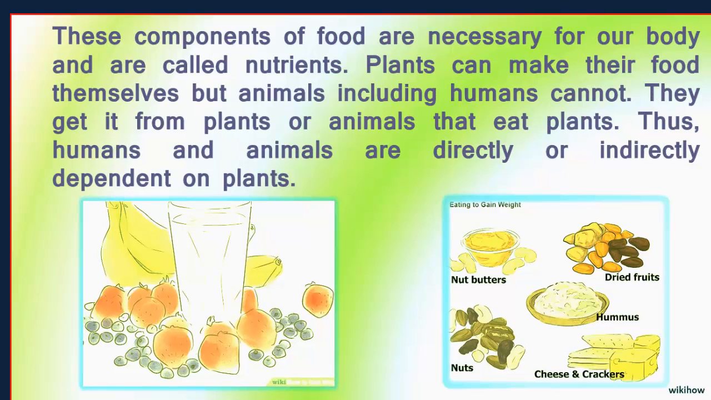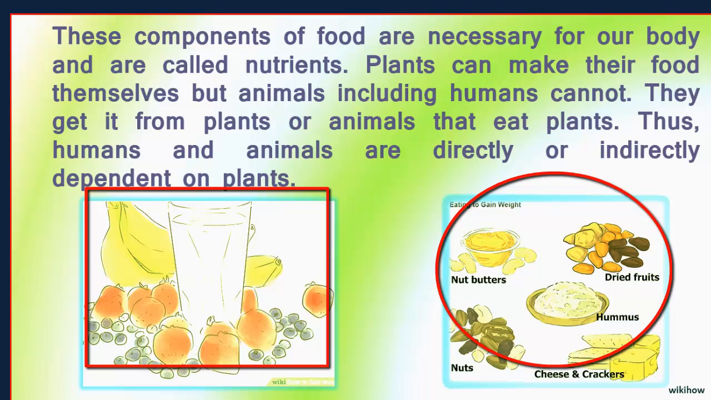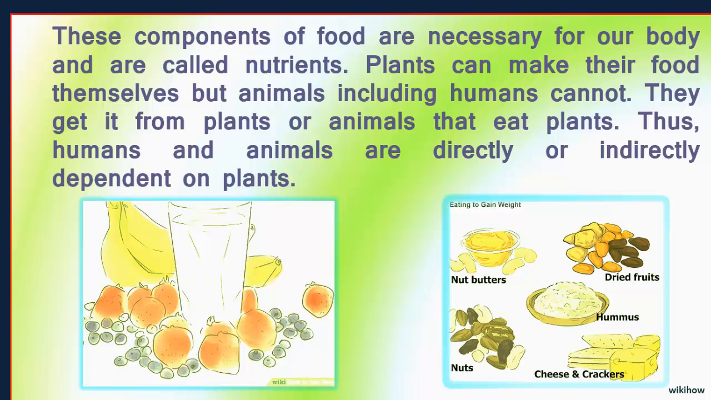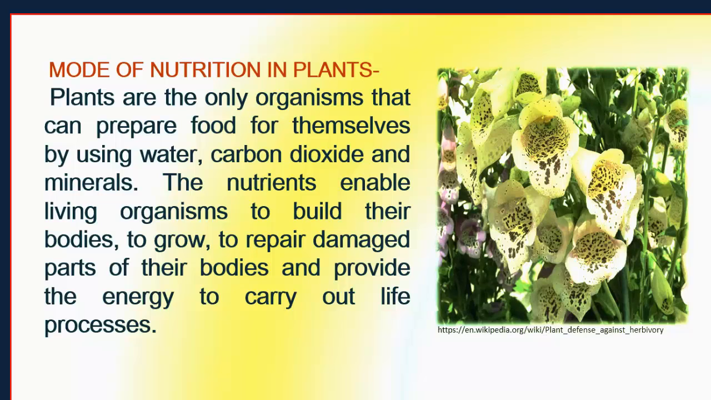These component of foods are necessary for our food and are called nutrients. Plants can make their food themselves, but animals, including human, cannot. They get it from plants or animal that they eat. Thus, human and animal are directly or indirectly depend on plants.